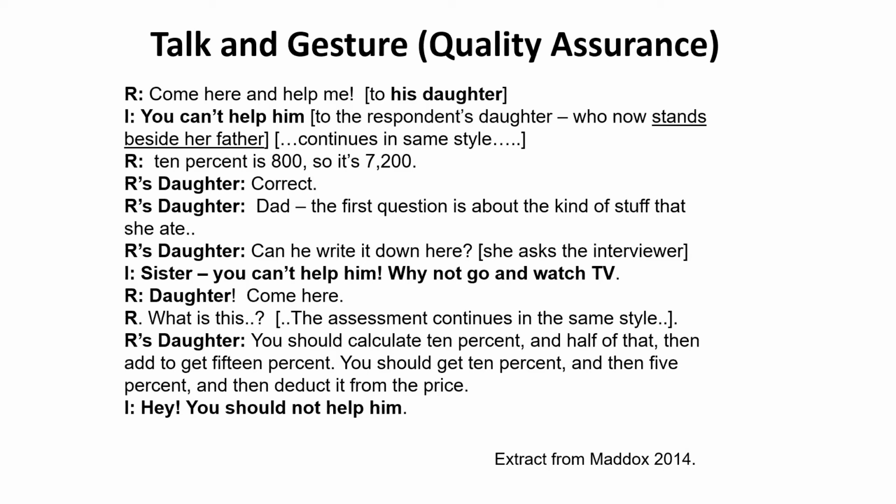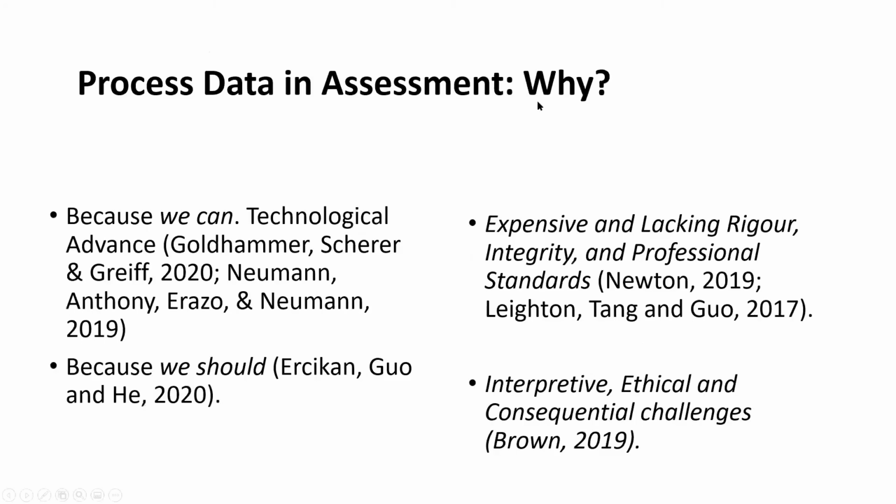So it's a normal thing to help people, but in this particular context, this reflects, for example, difficulties of quality assurance, as the interviewer had to try and prevent the respondent from involving other people. And that was typical of many observations that I made in Mongolia, and it highlighted some quite significant challenges for quality assurance. So that's one example.